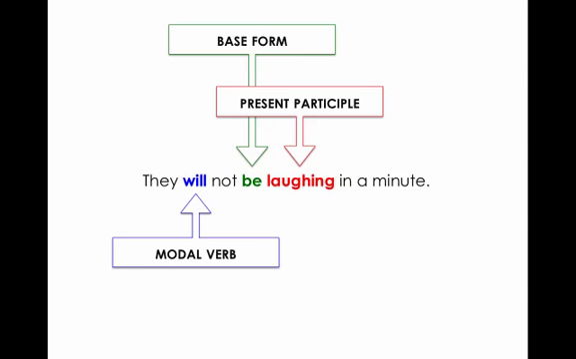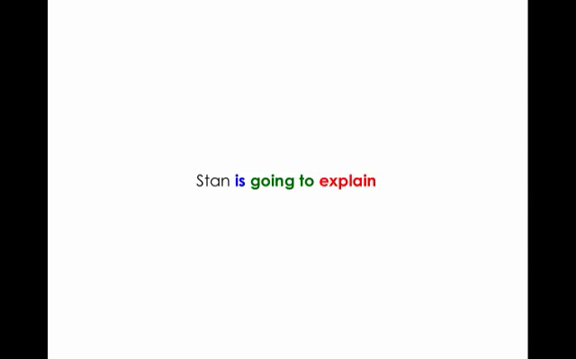Why? Well, nobody knows why. I mean, there's no reason why, but this is how we make this kind of verb phrase. And of course, the sentence means something different with this verb phrase than the sentence they are laughing, they will be laughing, they are not laughing, they will not be laughing. These differences of form convey a difference of meaning.